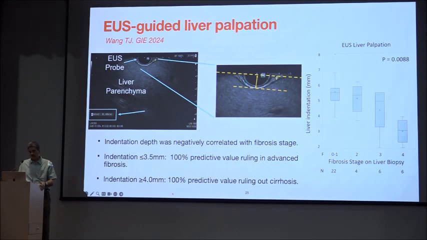So this is very simple. You can just keep the EUS transducer over the liver and measure how much you can depress, or it is a kind of EUS-guided palpation. And the stiffer the liver, the less you can indent it.